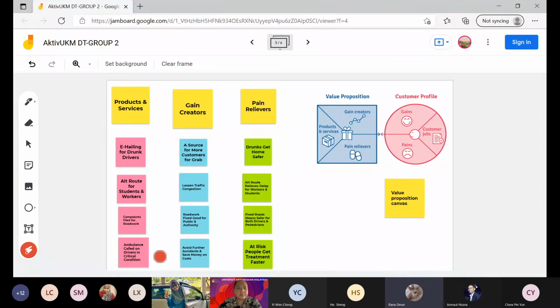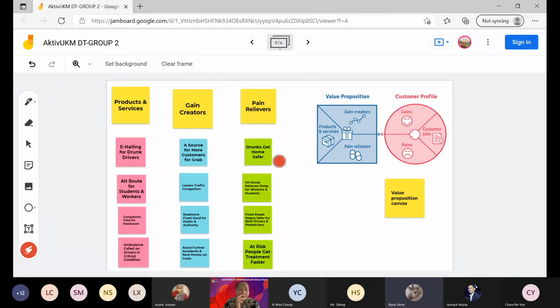Firstly, our gains is that there is a gain and pain reliever for both of them. So firstly, for the e-hailing, the gain is that since we're going to be partnered with Grab for the e-hailing services, Grab will have more customers. A pain reliever for the e-hailing for drunk drivers is that the drunks will get home much safer.